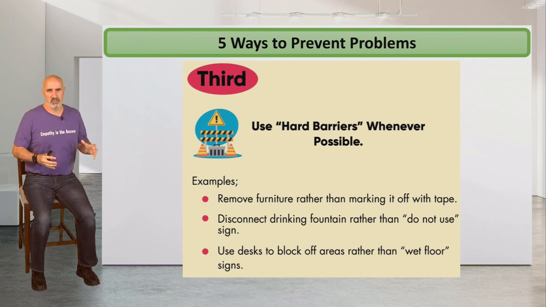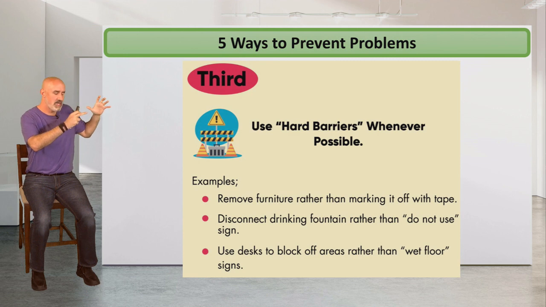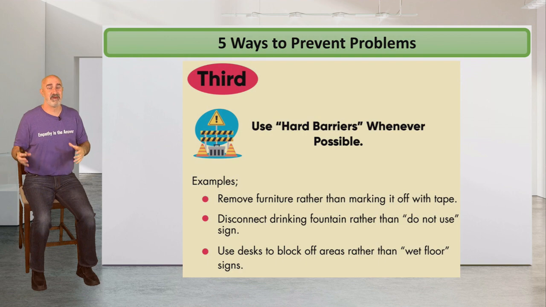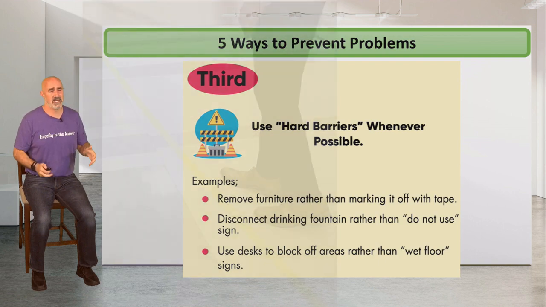don't tape off the furniture, just get it out of there. If you got a drinking fountain you don't want people to use, don't put a sign over that says don't use, disconnect it. If you can physically block off an area where you don't want people to go with like a desk, that is better than sticking up like a wet floor sign.